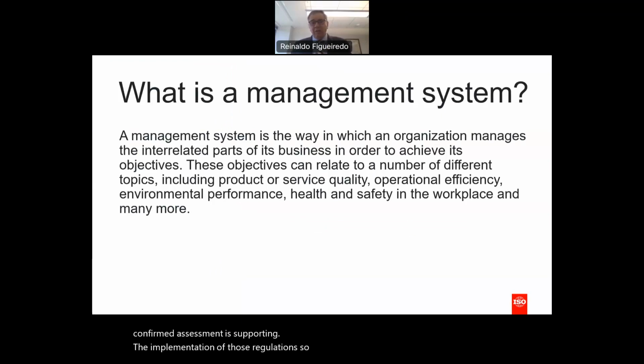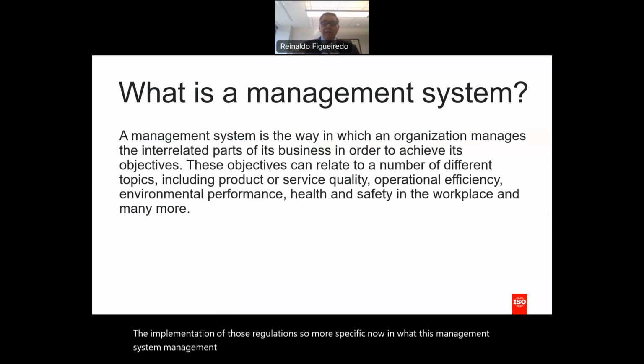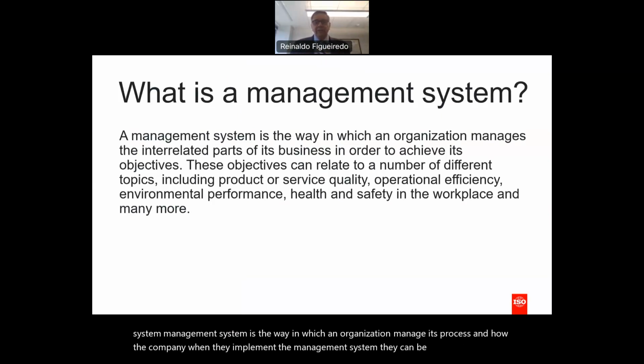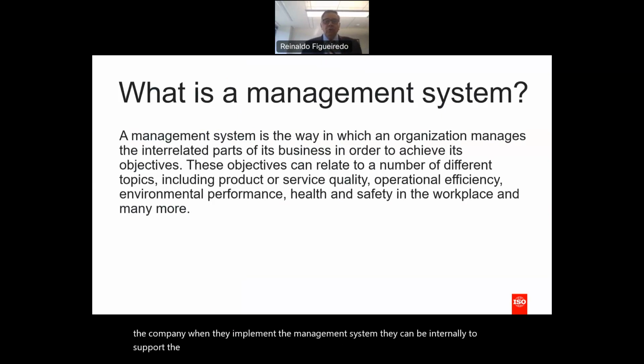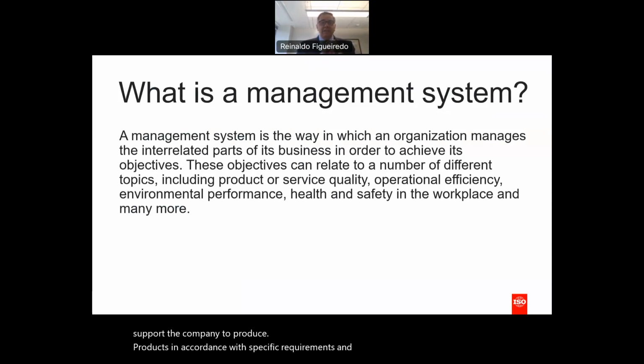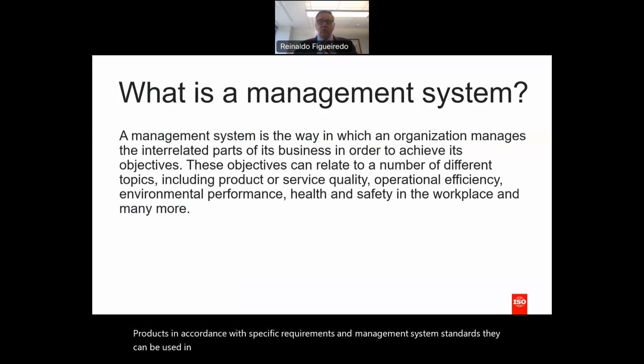So more specifically now, what is a management system? A management system is the way in which an organization manages its processes, and how the company, when they implement the management system, can support itself internally to produce products in accordance with specific requirements. And management system standards can be used in a variety of scopes of processes.